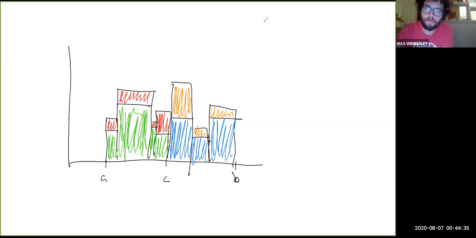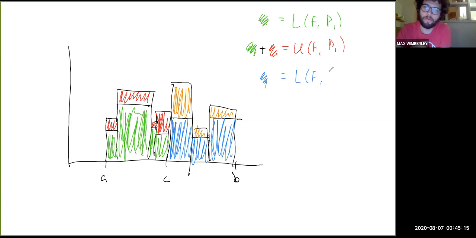So this is the lower sum, L of F P1. And then the green plus the red is the upper sum of F on P1, right? And then similarly, this is the lower sum of F on P2, and the blue plus the orange would be the upper sum of F on P2, right? So the lower sum, of course, is going to be the green plus the blue.